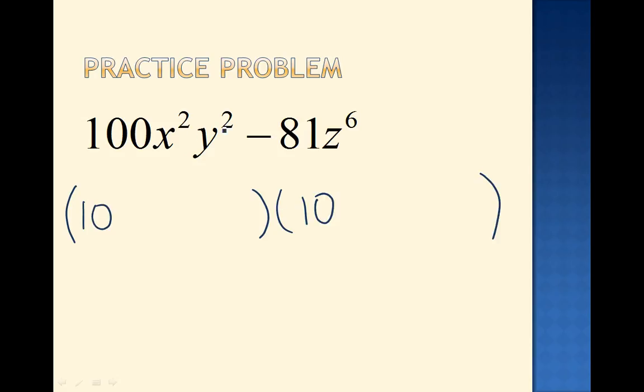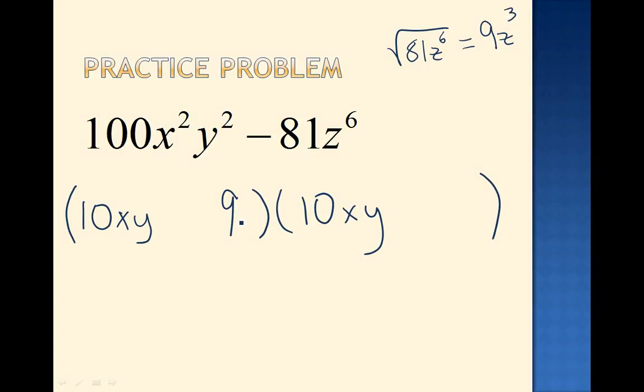Square root of x squared y squared would just be a single xy with each 10. The square root of 81 is 9. Now this can get a little weird. The square root of z to the 6th, it seems like you want to say, oh, that doesn't work. But remember, you add exponents. You don't multiply them. So 9z to the 3rd will do the trick.